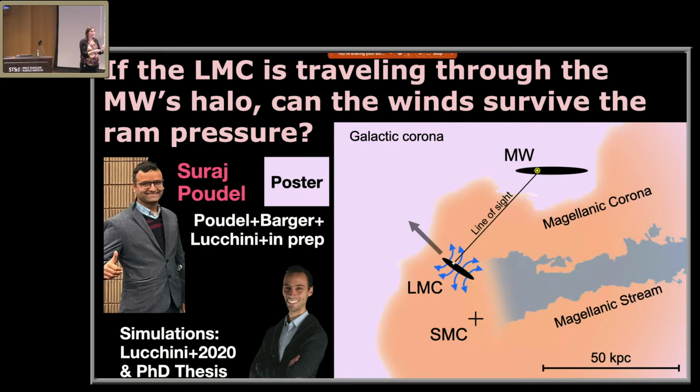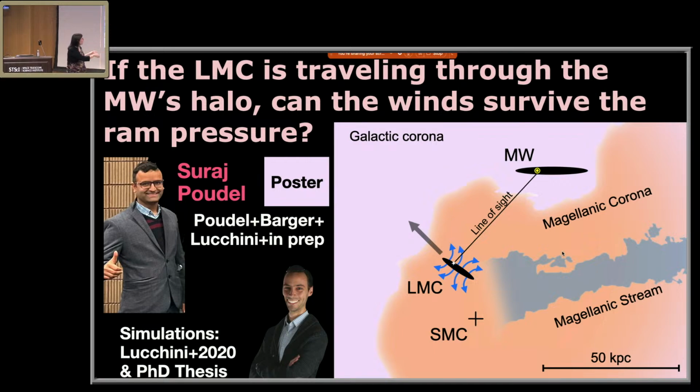Now, if the LMC does have a protected barrier for a halo, what it would look like would be something like this. Okay, so we have the LMC over here. Normally, when we think of a halo, we think of it as being this nice, extended, spherical thing. But remember that the LMC is traveling by the Milky Way, and as it's traveling by the Milky Way, it's experiencing the ram pressure.